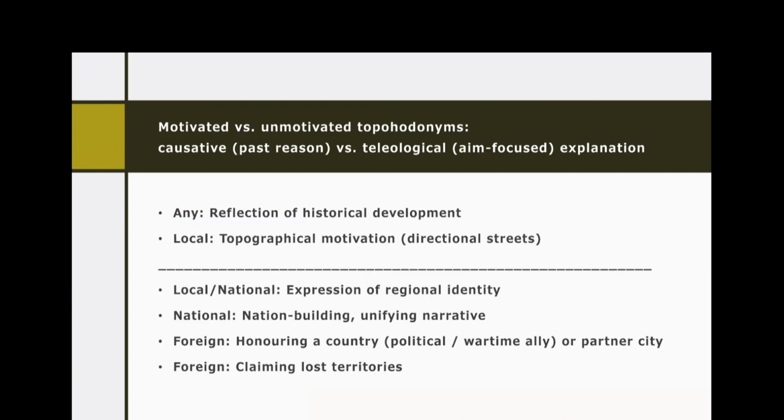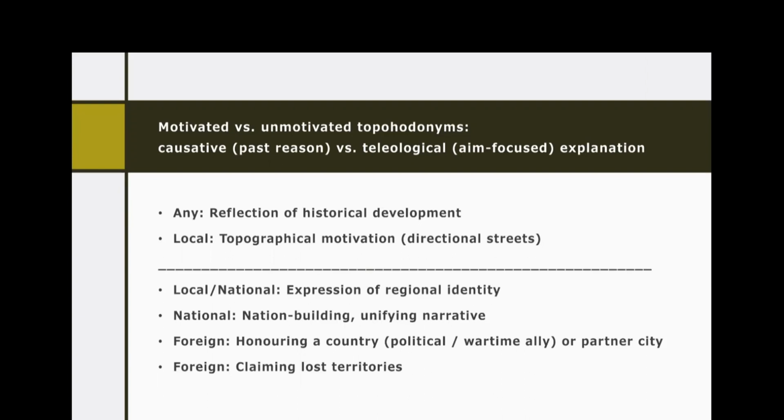For instance, maybe immigrants from some town lived in that street, or maybe the road led to a particular town, so it would be a directional name, or maybe a village was absorbed by the city and its name remained in the name of the street that is now situated in the same place. So that would be a causative explanation referring to a past reason.